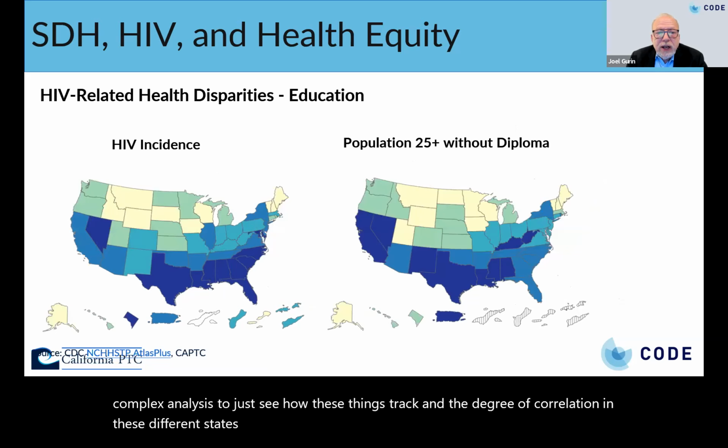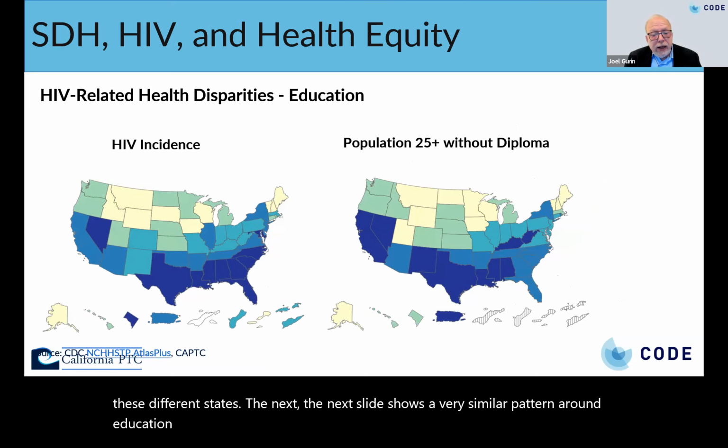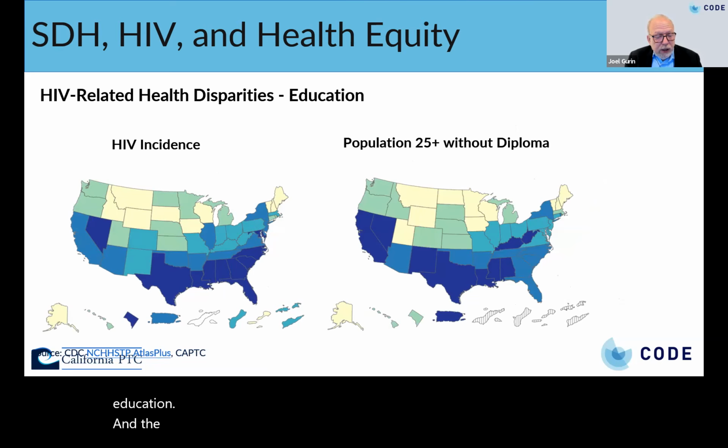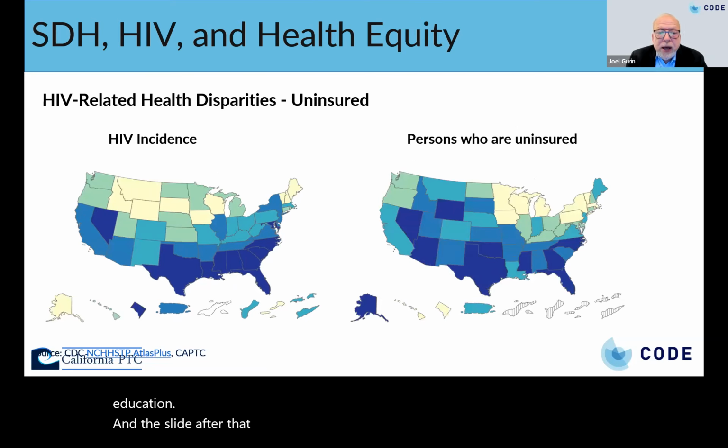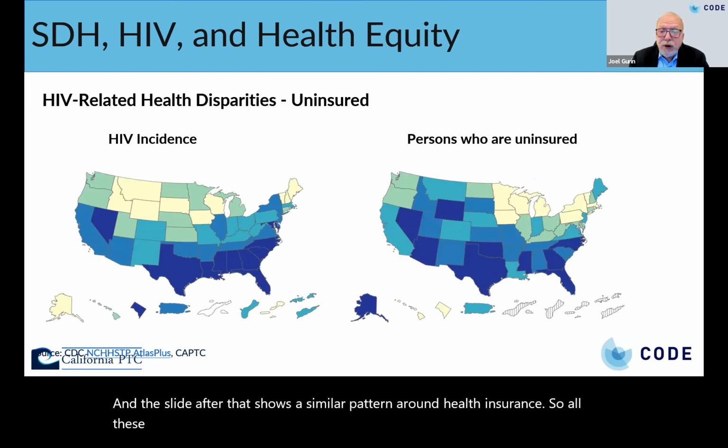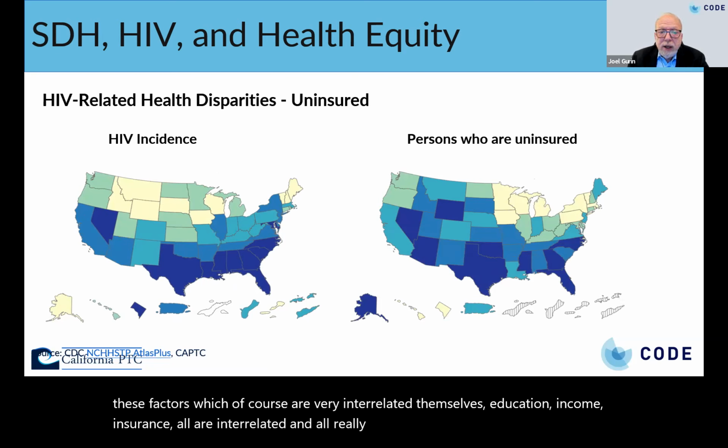The next slide shows a very similar pattern around education. And the slide after that shows a similar pattern around health insurance. So all these factors, which of course are very interrelated themselves, education, income, insurance, all really correlate with the incidence of HIV.